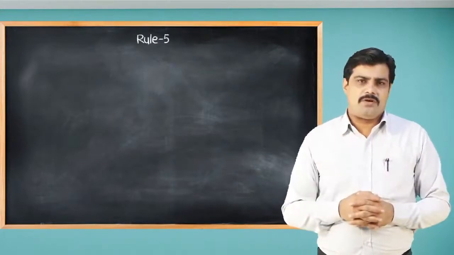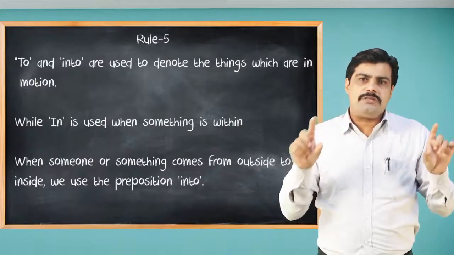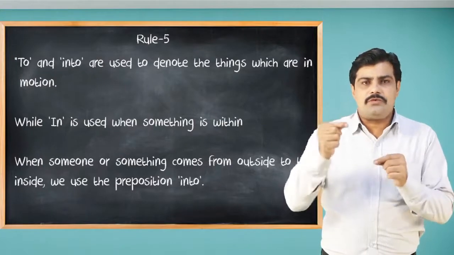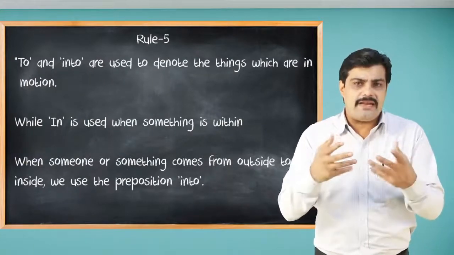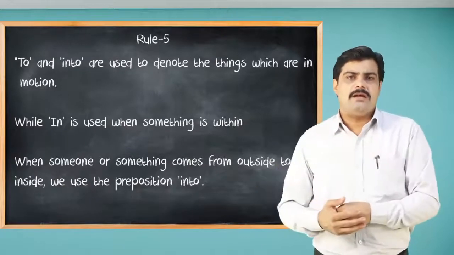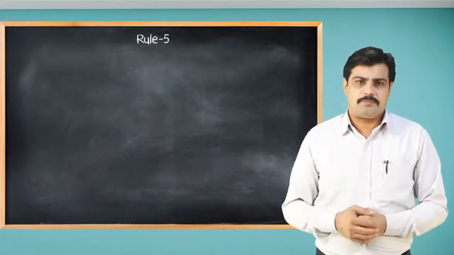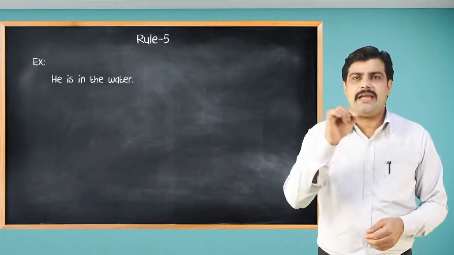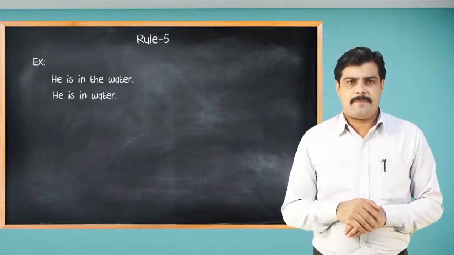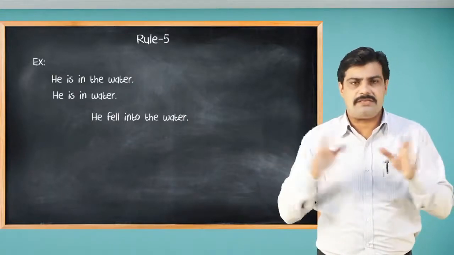Rule number 5. "To" and "into" are used to denote the things which are in motion, while "in" is used when something is within, and when someone or something comes from outside to the inside, we use the preposition "into". For example, he is in the water, or he is in water. He fell into the water. So both these situations are different.